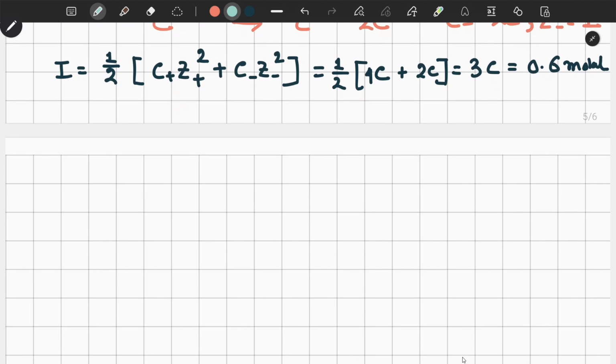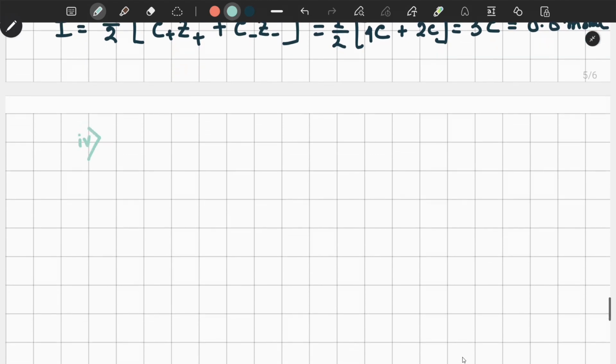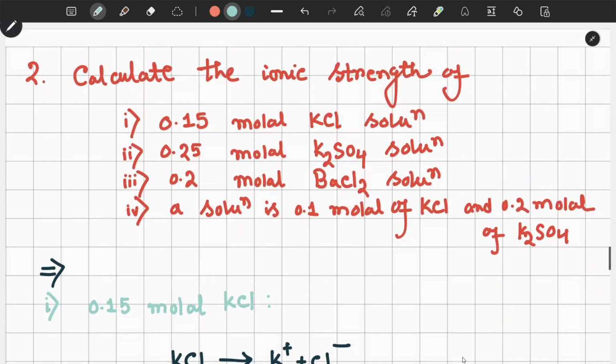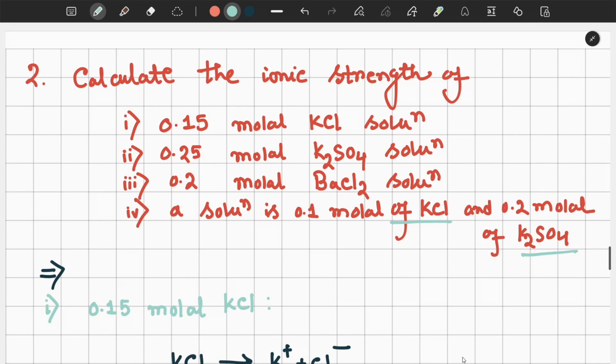And the last one is quite non-trivial, I think. They have asked about a solution with two types of ion salts, KCl and K2SO4. How to do this? You have to take the sum. The ions will not interact separately, so we should not consider that. Which ions will be there? K plus, Cl minus, SO4 2 minus. These three types of ion will be there. No interaction. Just calculate it.